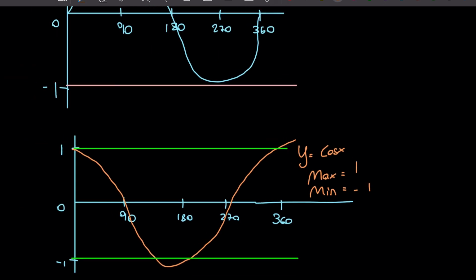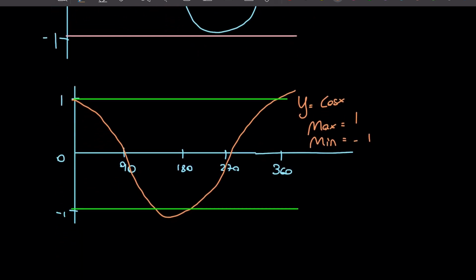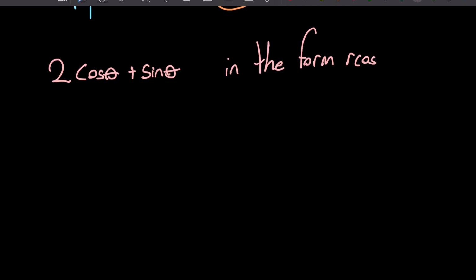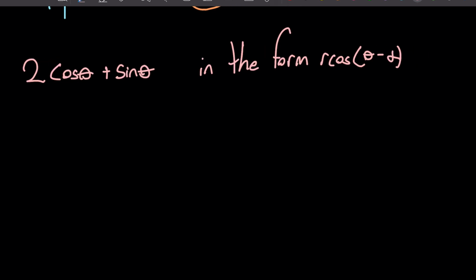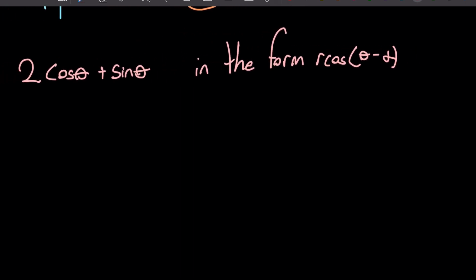Okay, now let's actually get into the form of a cos theta plus b sin theta. Okay, so let's say we have a question, and the question asks us to express 2 cos theta plus sin theta in the form of r cos of theta minus alpha. Now, you're probably wondering what's going on. Where did theta come from? Where did theta minus alpha come from? Where did r come from? We will solve all these things right now.